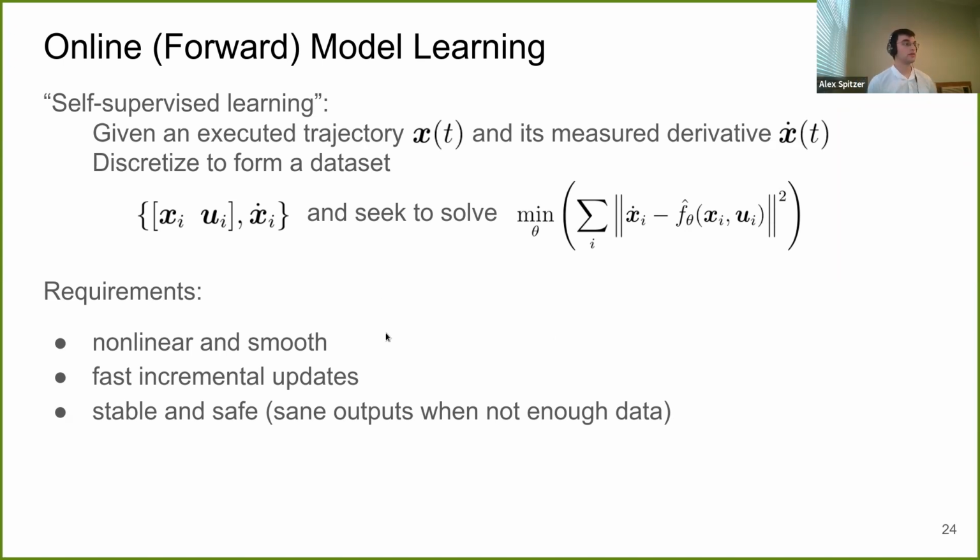First, we need it to be nonlinear because the dynamics and disturbances are nonlinear. But we also need it to be smooth because of the differential flatness approach that we want to use. We also want fast incremental updates so we can learn things that happen online and adjust to the environment. We also want it to be stable and safe. So when the model doesn't have enough data, we don't want the robot to do something crazy.